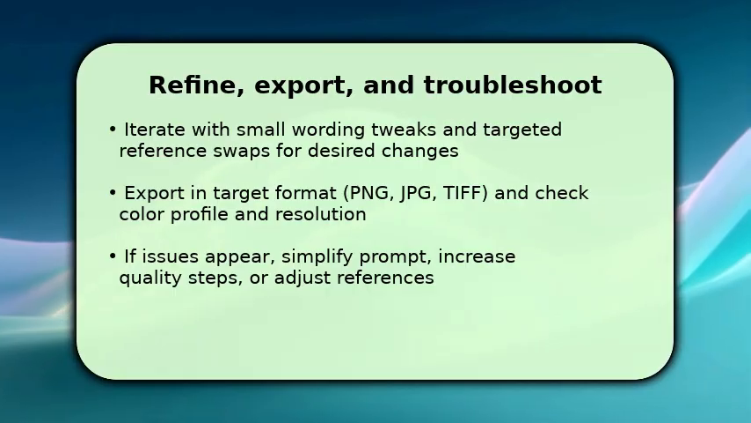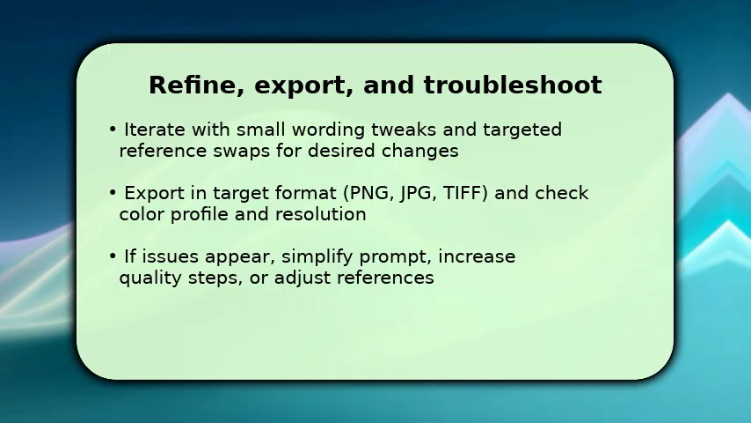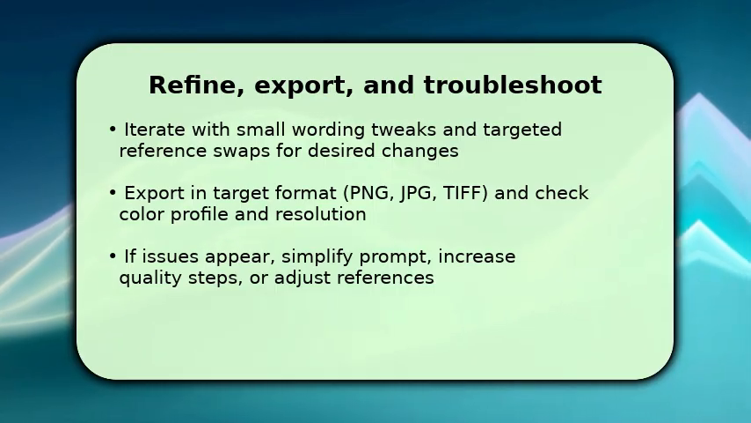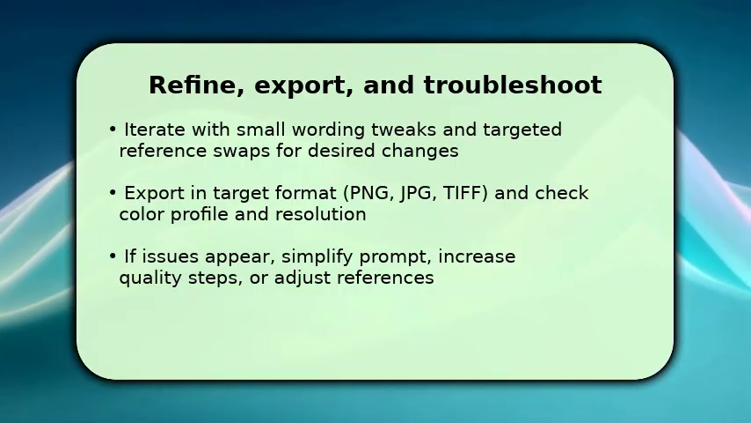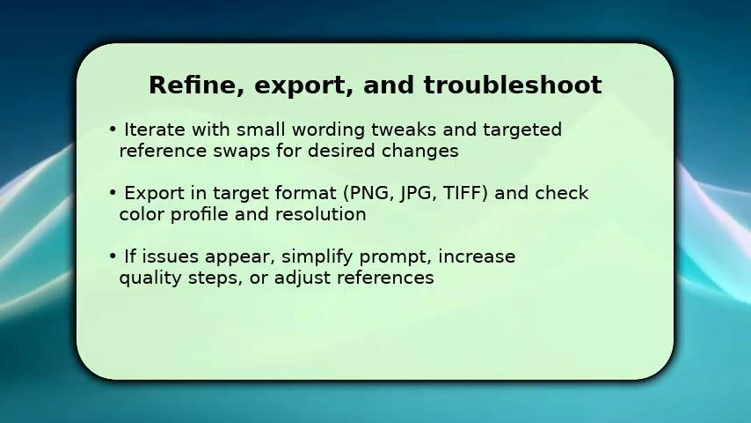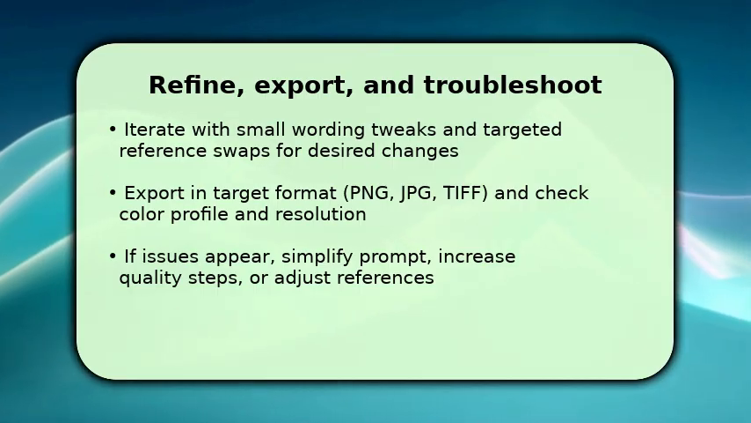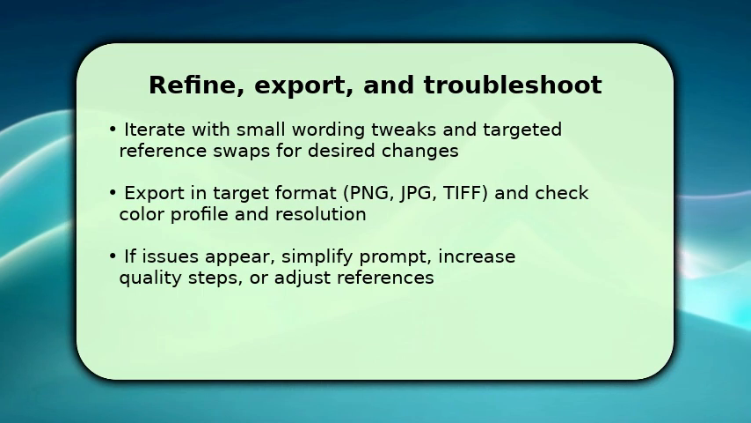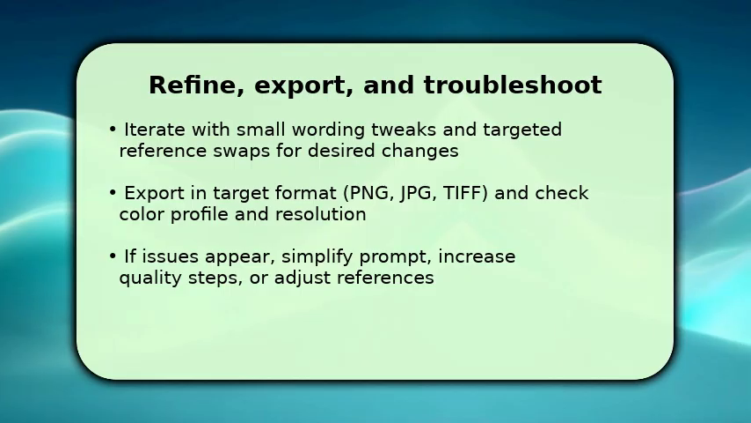Compare outputs, change single words that alter expression or lighting, and swap or crop references to nudge pose or framing. When satisfied, export in the correct format and confirm resolution and color profile to match your pipeline. If you encounter problems like odd anatomy or wrong lighting, simplify the prompt, increase sampling quality, or replace a misleading reference. These fixes often resolve most failures.